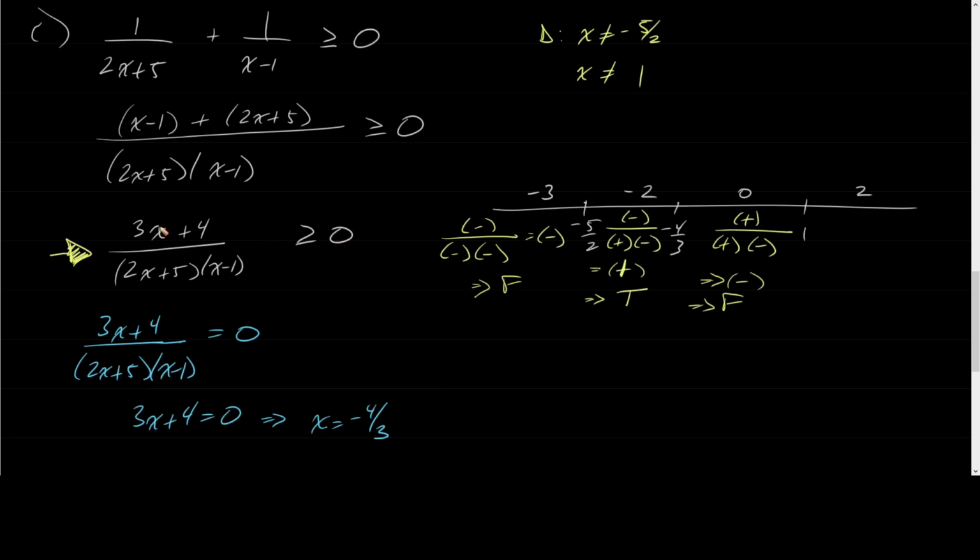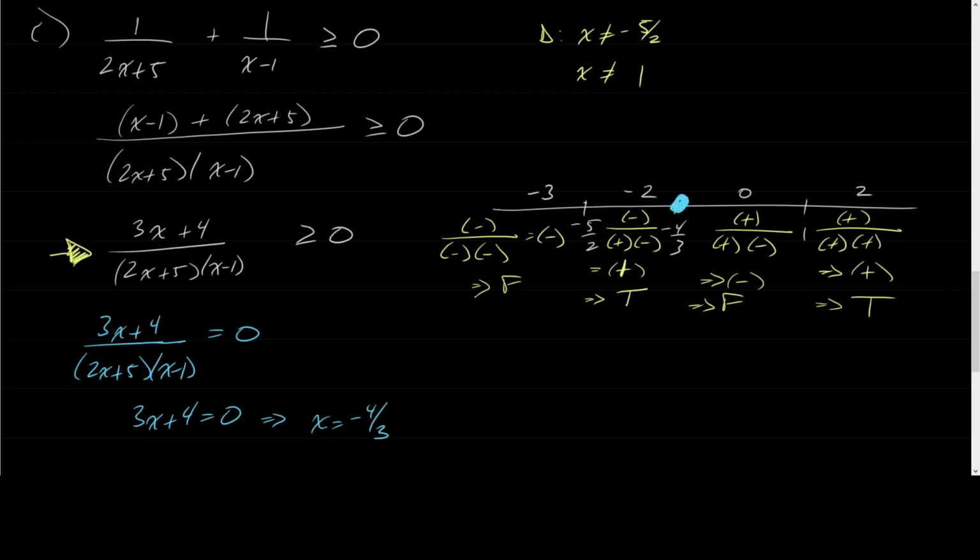Plug in 2. 3 times 2 is 6. 6 plus 4 is positive. 2 times 2 is 4 plus 5 is positive. 2 minus 1 is positive. Overall here, this is positive, meaning it is true there. And now, well, we look at this. Do we care about this value right here, where it actually is equal to 0 at negative 4/3? Yeah, we cared about it because of the or equal. So at negative 4/3, we're going to put a closed circle.